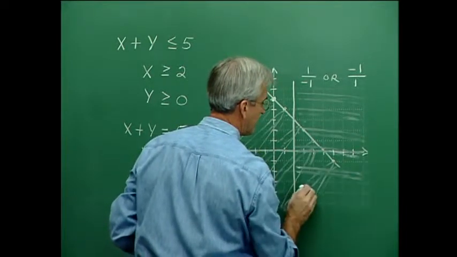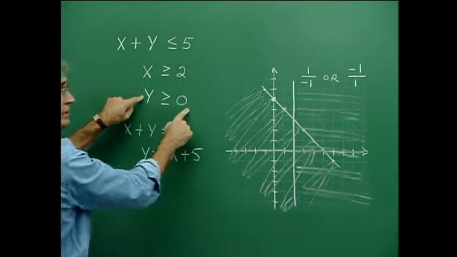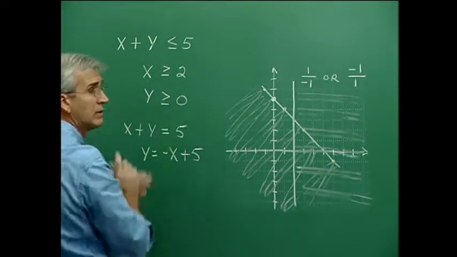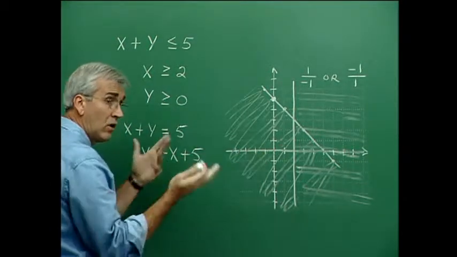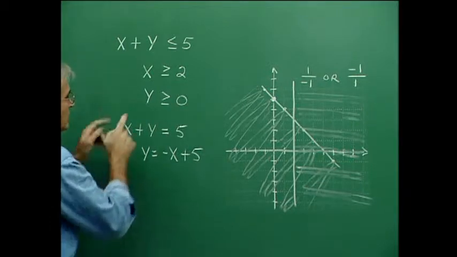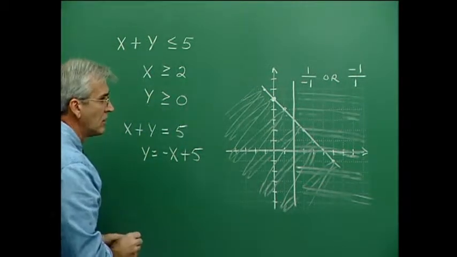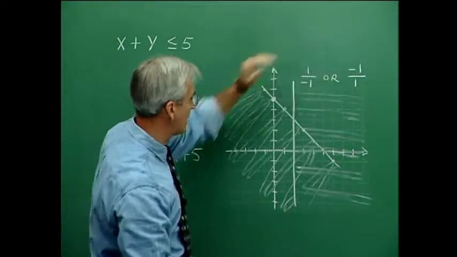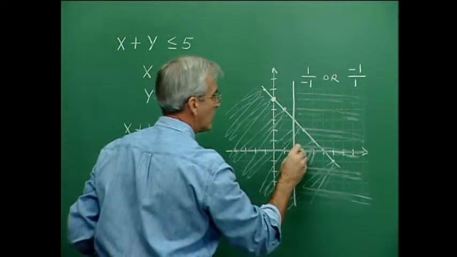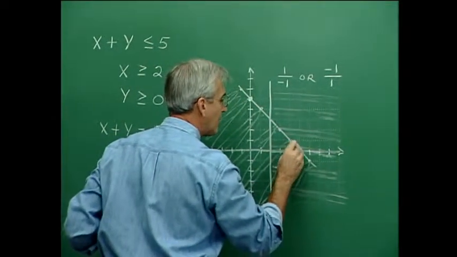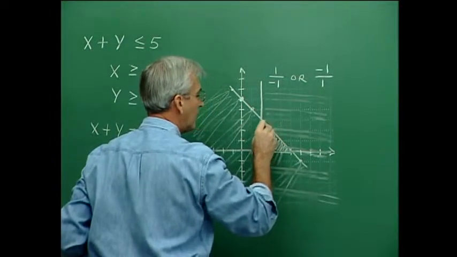So this is the idea. Now for the other one, we have y is greater than or equal to 0. The related equation is y equals 0, which we know to be the x-axis. On which side do we shade? Vertical distances greater than or equal to 0 are above the x-axis. So we're thinking about above the x-axis, to the right of this line, and below this other line. So the solution region to the system of inequalities is the region inside this triangle.